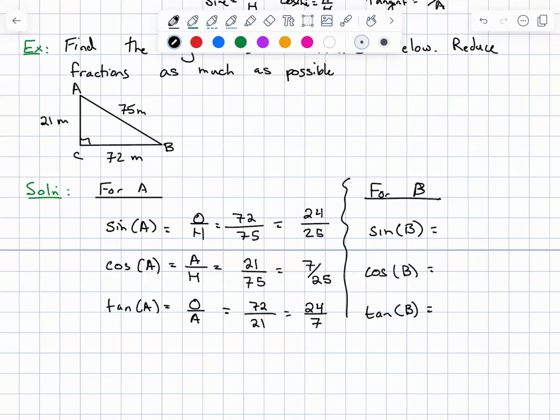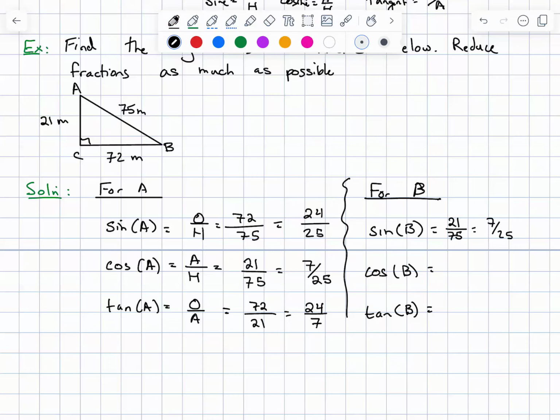So for B, the opposite side, if you draw a ray out from B, will be the 21. So the side opposite to B is 21. The side adjacent to B that's not the hypotenuse is 72. So we'll utilize those in here. Sine is SOHCAHTOA, so opposite over hypotenuse. So that'll be 21 over 75, which we already found out reduces to 7/25.